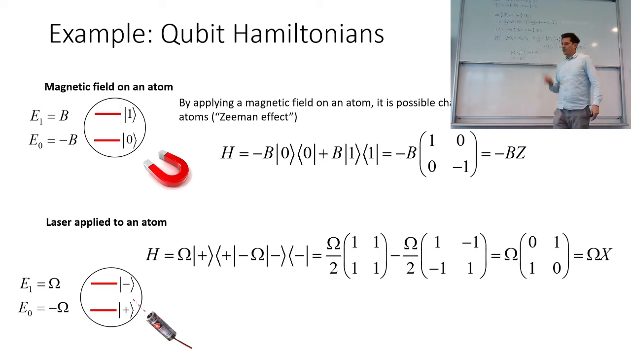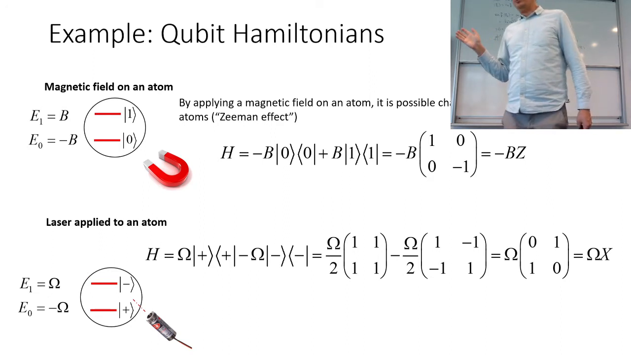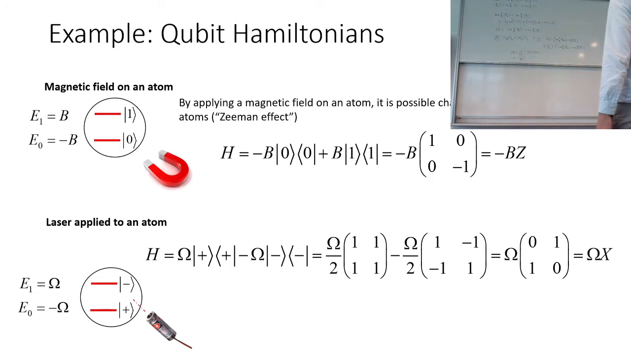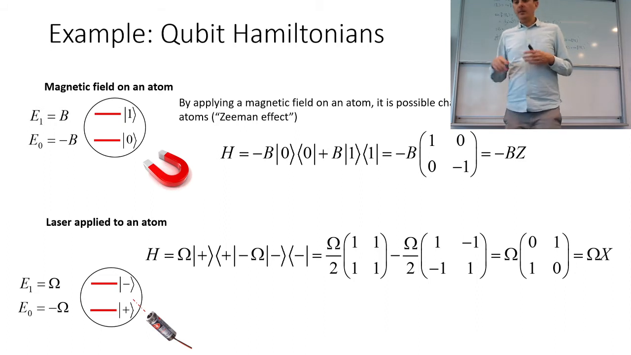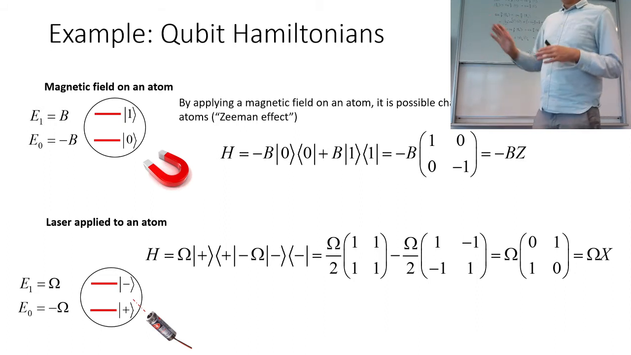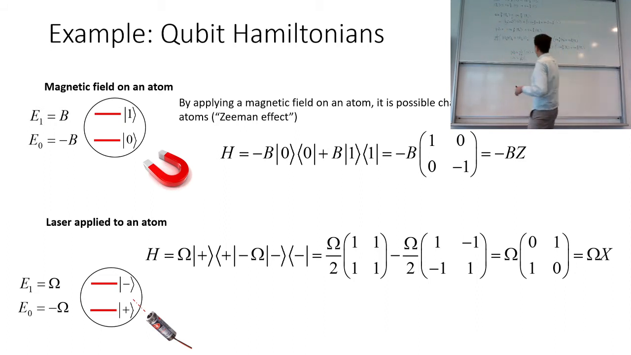So that's also possible, and I won't really go into reasons why, but if you shine a laser on an atom, this is the kind of Hamiltonian that you get. So the laser, well, you might intuitively think the laser sort of prefers the atoms to be in this kind of state.